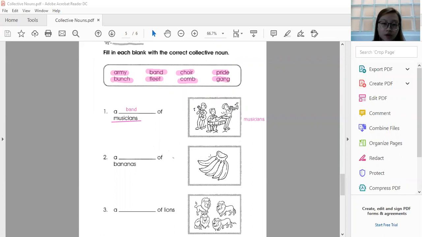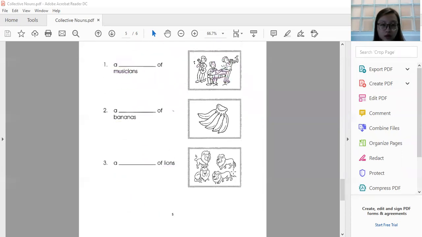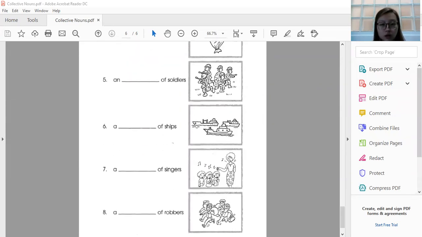Then over here we have bananas. So bananas is over here also. So the correct collective noun for bananas will be a comb of bananas. Then over the third one, question 3, we have a something of lions. So lions, we will use a pride of lions. So we go on to our last page, right?